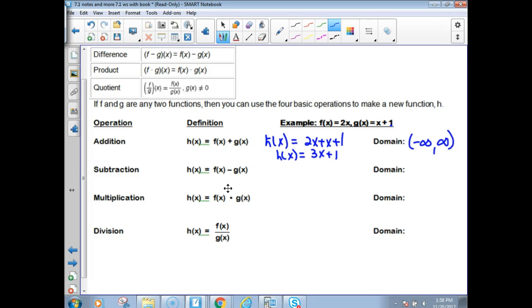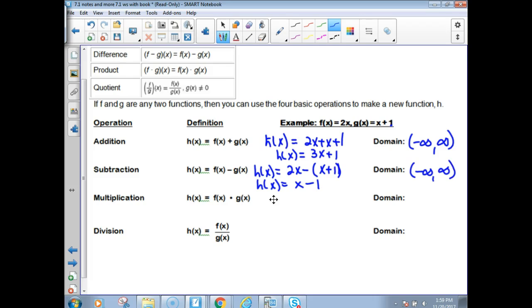Subtraction, order matters. F of x minus g of x, the new function h of x, would take the f of x function, 2x, and subtract from it the g of x function, which is x plus 1. You must have parentheses so that you remember to distribute the minus sign. So the new function h of x would be 2x minus x, which is x, and minus 1. Okay, don't forget you're subtracting both of those. So I already simplified it. The domain is still negative infinity to infinity.